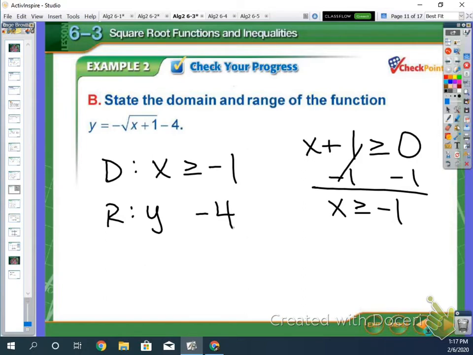So the square root itself can be like a big positive number, but then immediately it picks up the negative, right? So say you take the square root of, well, let's even just say 100. Square root of 100 is 10. This is negative 10 minus 4, negative 14.